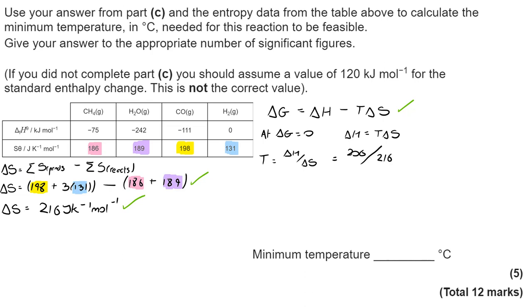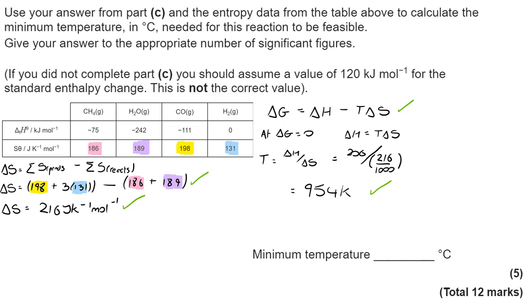But I'm not going to stop there. My enthalpy is in kilojoules per mole. Delta G is in kilojoules per mole. But the entropy is in joules per Kelvin per mole. So I need to divide that 216 by 1000. When I do that, I get 954 K.